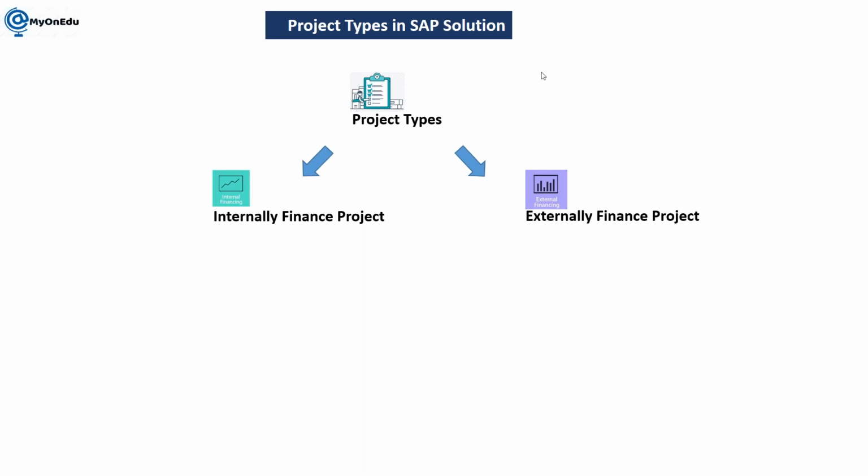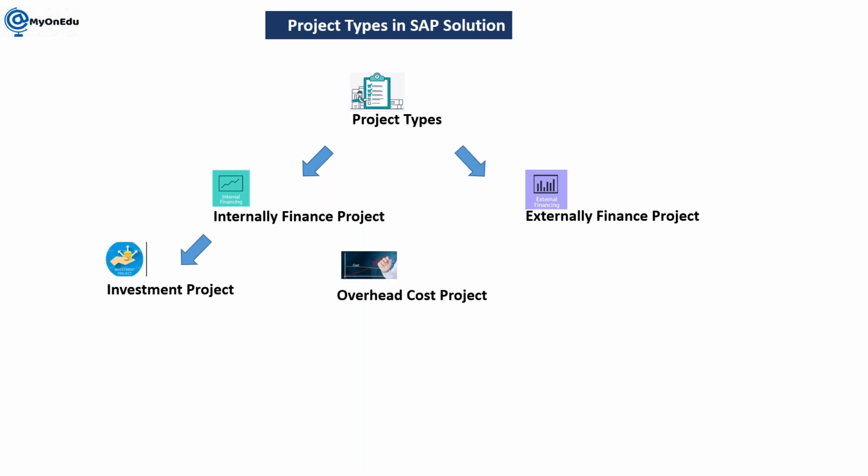Among internal projects, we have the investment project. We also call it a capitalized project. Let's say an organization is doing a project to construct a plant. Whatever investment they put in will be capitalized, and finally it is going to become an asset for us. So this is an investment project.